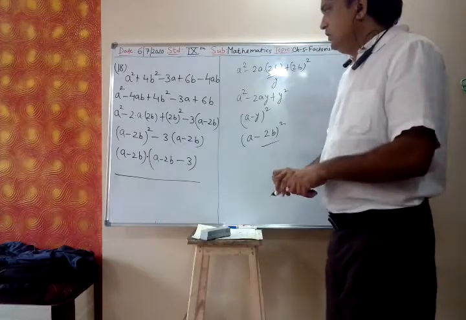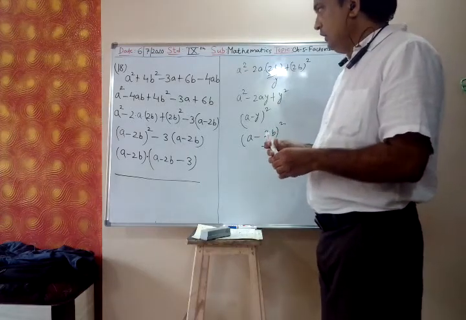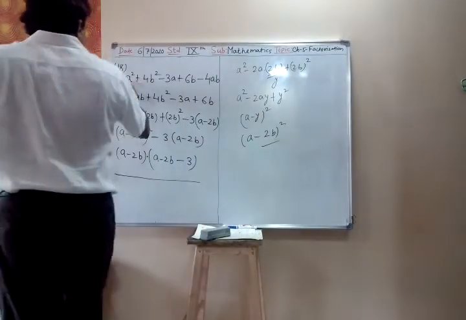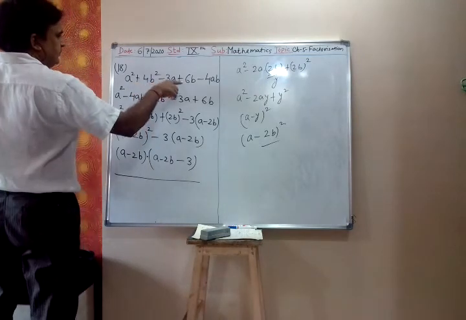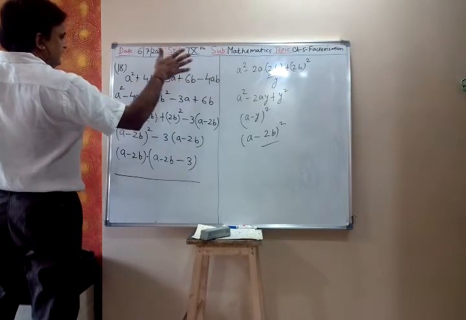Yes. So, a square plus 4b square minus 3a plus 6b minus 4ab. Factorize this.